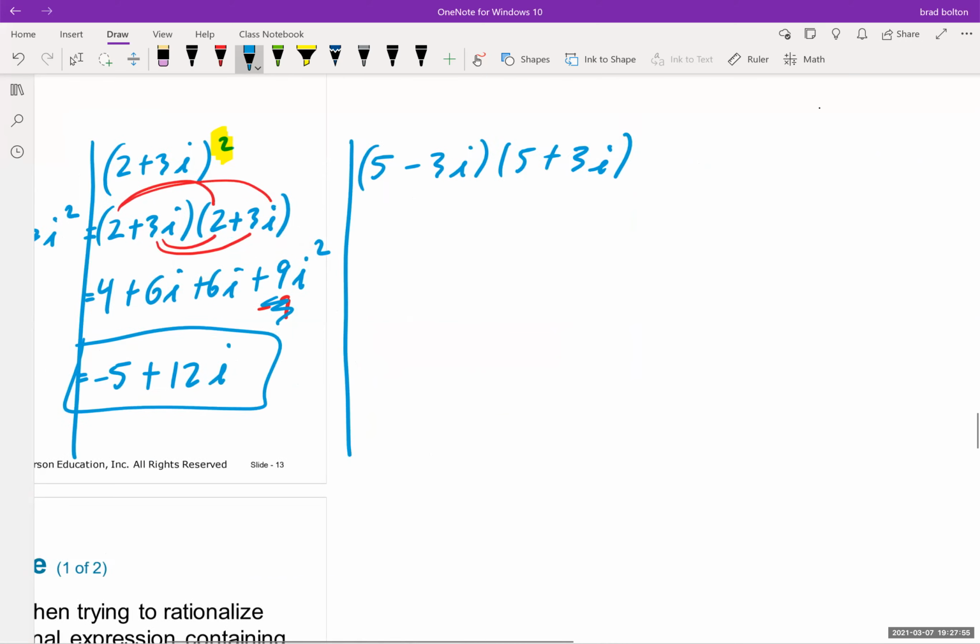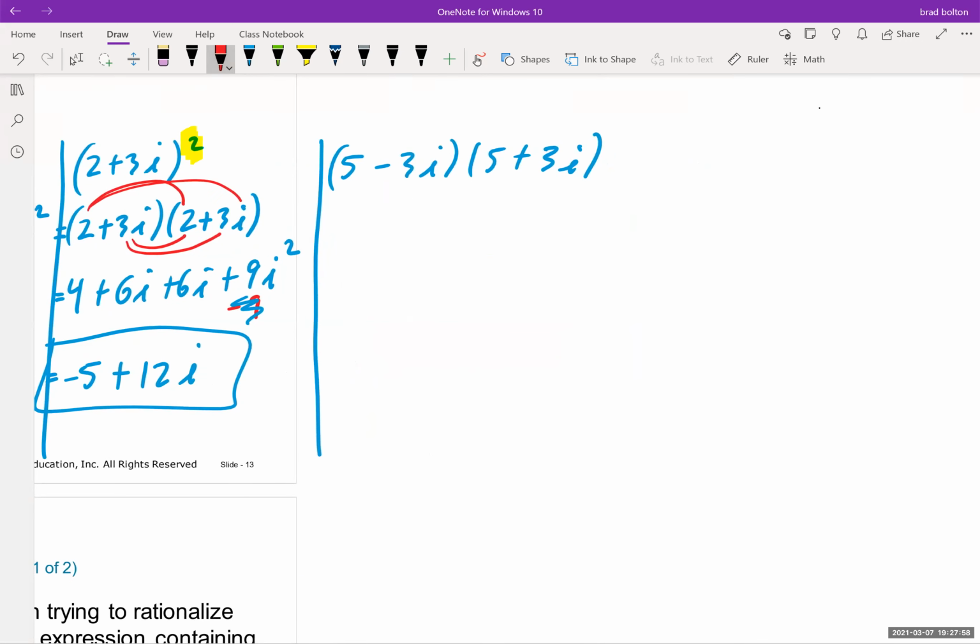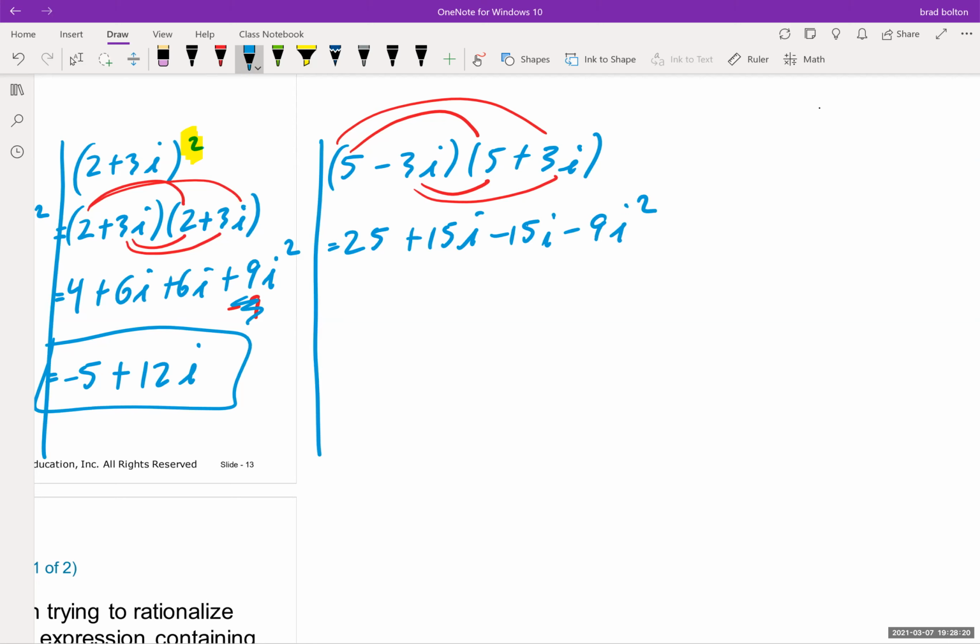Now let's take a look at this last one, okay? Now when I do my distribution, I go 5 times 5 is 25. And then 5 times plus 3i is plus 15i. And then we go the other way, negative 15i, which is nice. And then negative 3i times 3i would be negative 9i squared. So this becomes 25.